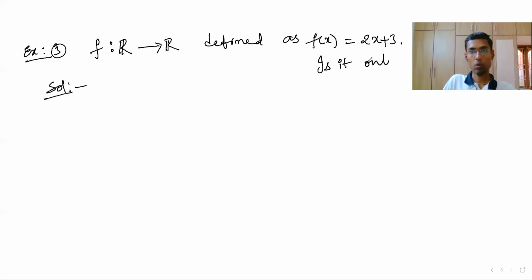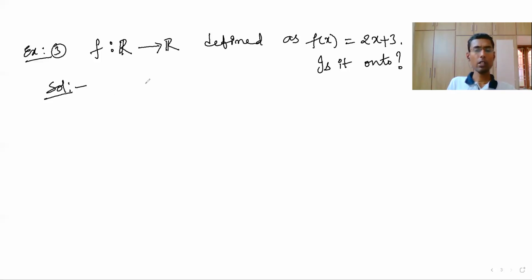Sorry, not an onto function. It is a one-one function, for sure. Why is it not onto? I don't know. How do you check? You can't write all the elements here. We can't write all.